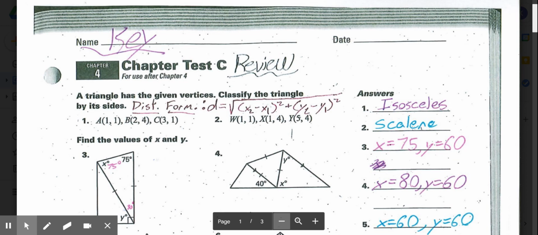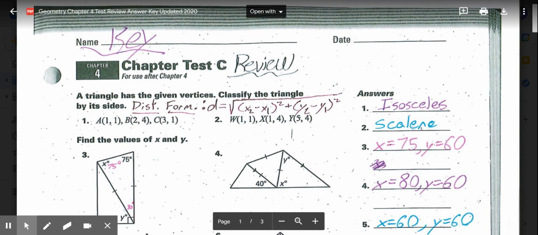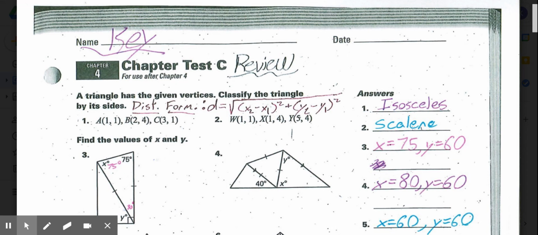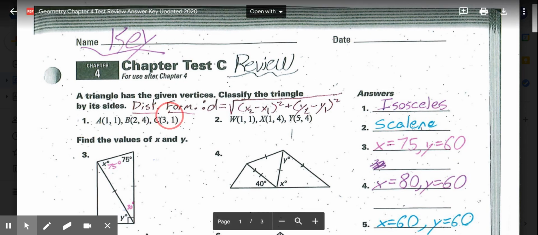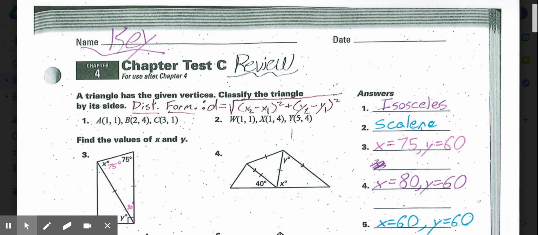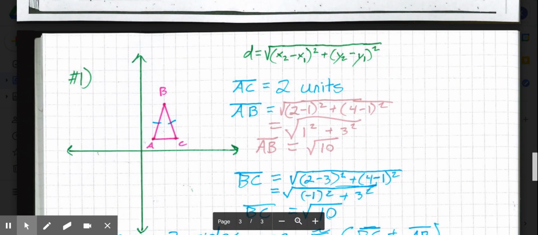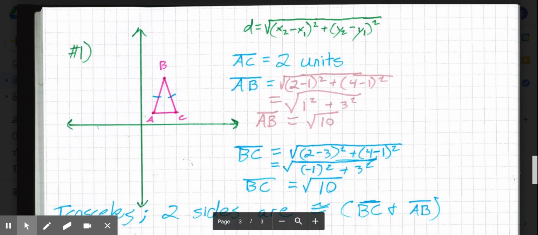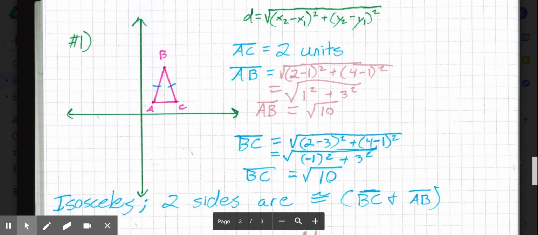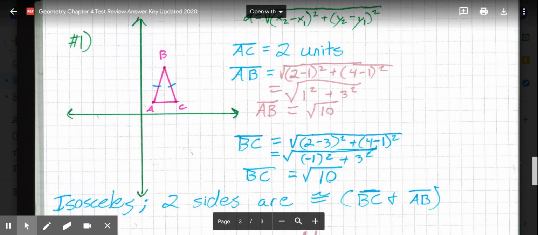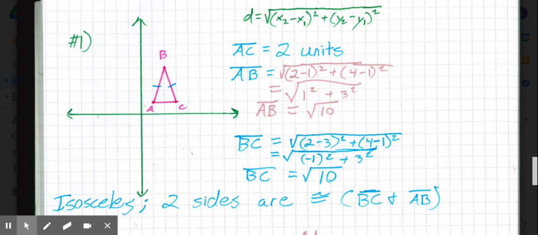So the first thing you want to keep in mind for numbers 1 and 2, you would want to use the distance formula, and it's also easier to plot these points on a graph just to help you visualize if any of the sides are the same length. So for numbers 1 and 2, I'm going to scroll down to my third page here where I did the work for those. So you can see for number 1, once it was plotted, the distance of AC, we can just count, is 2 units.